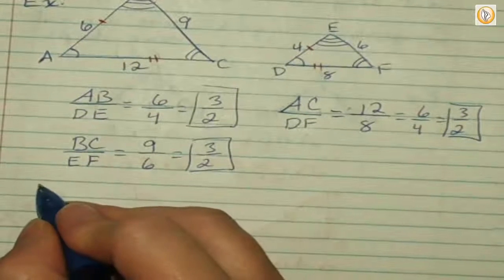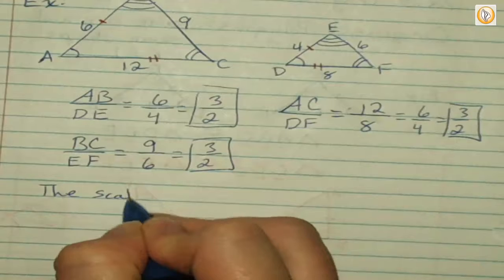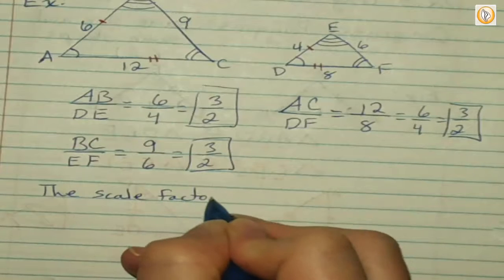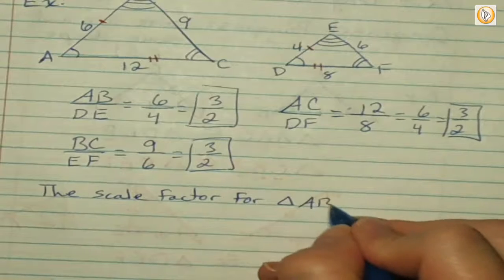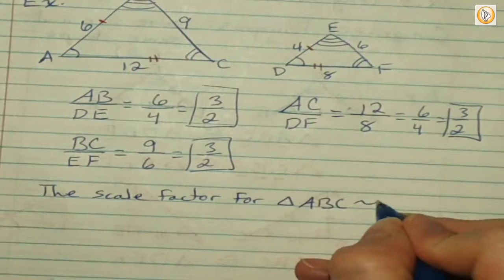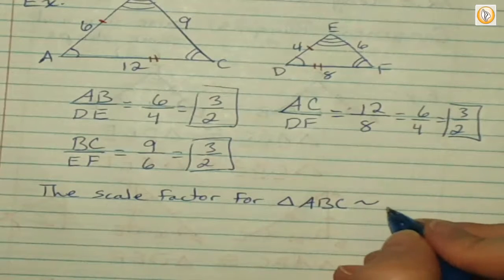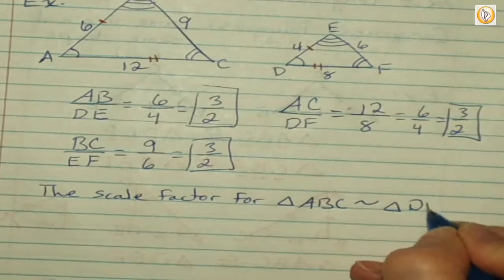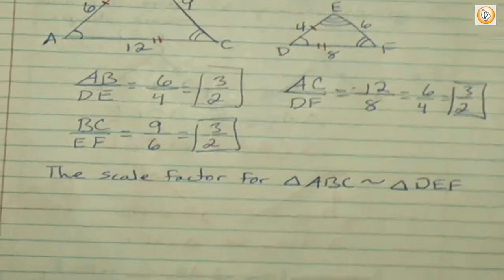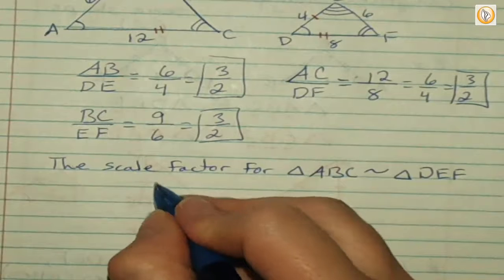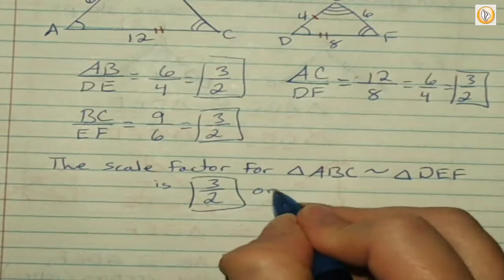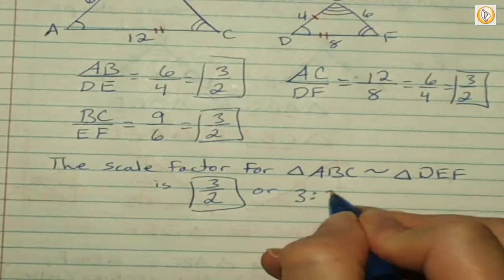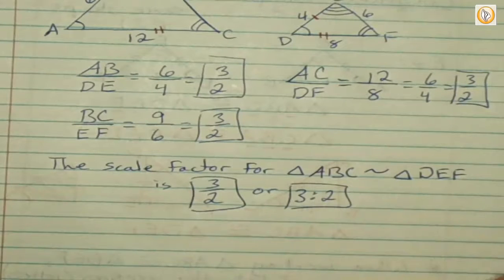Therefore, the scale factor for triangle ABC that is similar, see how that sign changed, to triangle DEF, and I have to write them in order, is 3 to 2. Or you can say 3:2. Any questions?